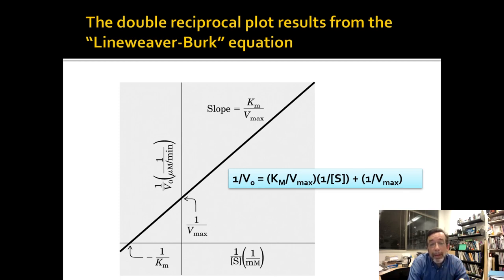But if you draw this, it's a straight line. And the cool thing is if you look at it, it's y equals mx plus b. There's our y, 1 over v, and you have that on the y-axis. 1 over S, you have that on the x-axis. And so then you have a slope that is equal to your Km over Vmax. And then your intercept is right here. It's 1 over Vmax. In fact, your x-intercept is also meaningful. Your x-intercept is negative 1 over Km. Although honestly, x-intercepts are a little bit weird, so most people prefer just to use the y-intercept and the slope.